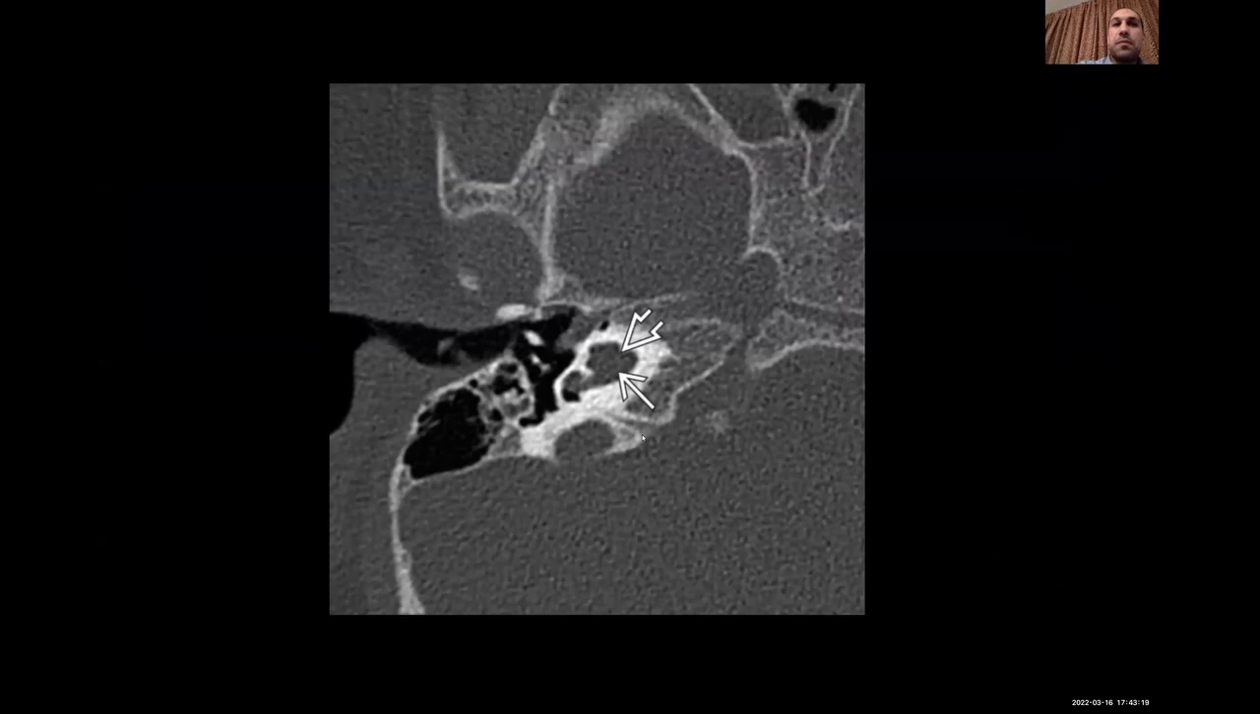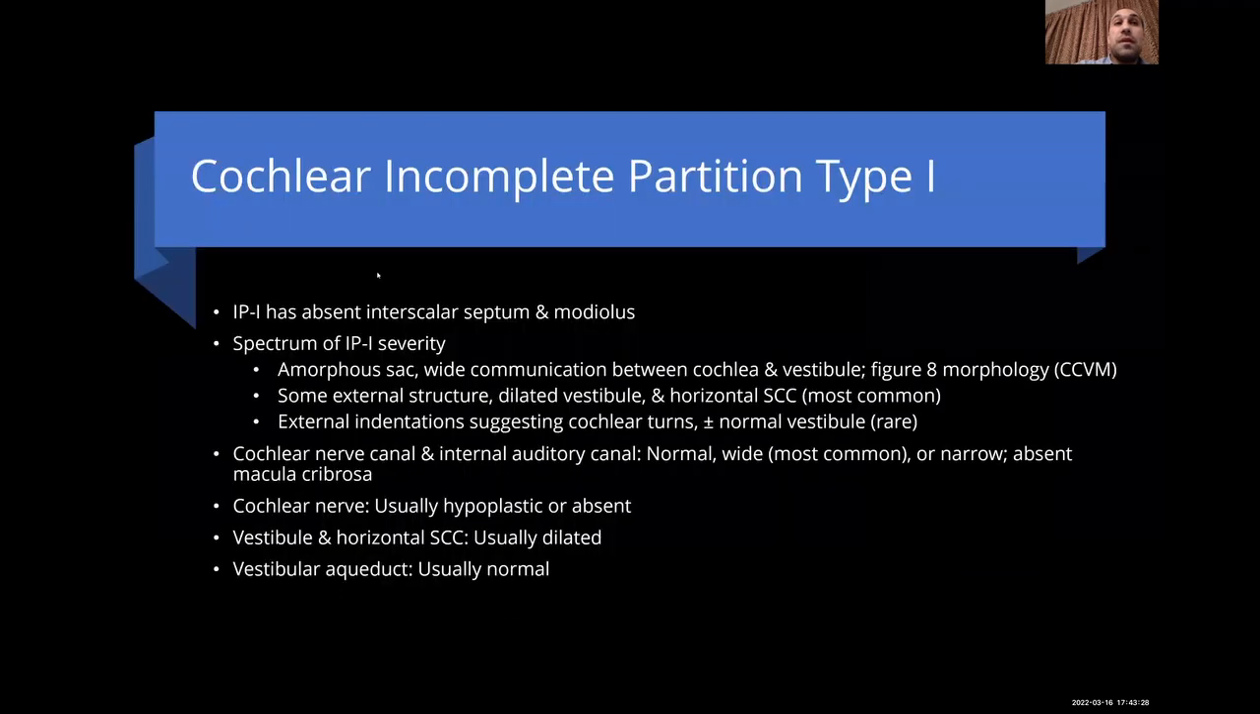What's your impression? There is no modulus. This is cochlear incomplete partition. In this case, there is no septum. There is no bony septum at all. No modulus. Amorphous sac. Wide communication between the cochlea and the vestibule.